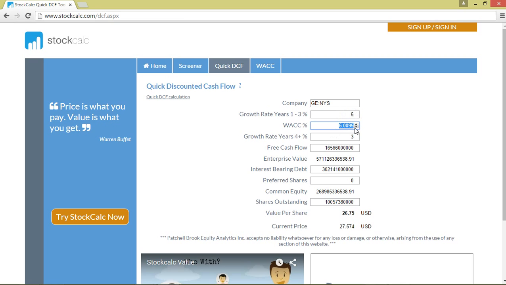If we looked at the weighted average cost of capital changing by 1%, for example, it would go from $26.75 and it would cut it in half to $12.56. So a very significant impact, very sensitive to the cost of capital. So that's the purpose of the quick DCF, to allow you to look at the different elements that are involved in the calculations and to look at what if.